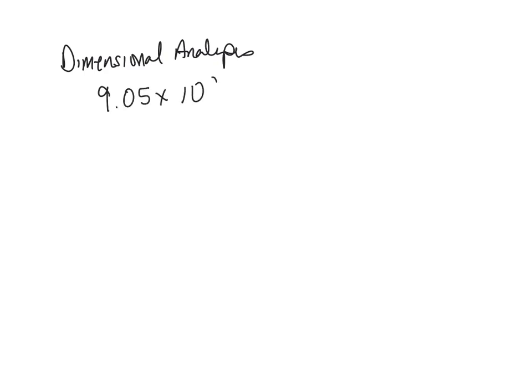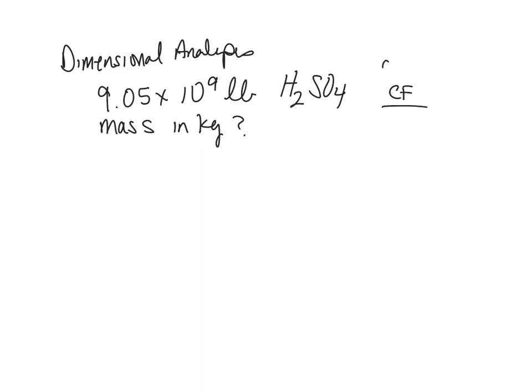Okay, so one of the things you need to do is be able to do dimensional analysis. Here we have in 2004, 9.05 times 10 to the ninth pounds of sulfuric acid, and we're going to do naming, so you're going to have to know sulfuric acid, H2SO4, were produced in the United States. What was the mass? So this is your question. Mass in kilograms. Okay, and then you're given conversion factors.